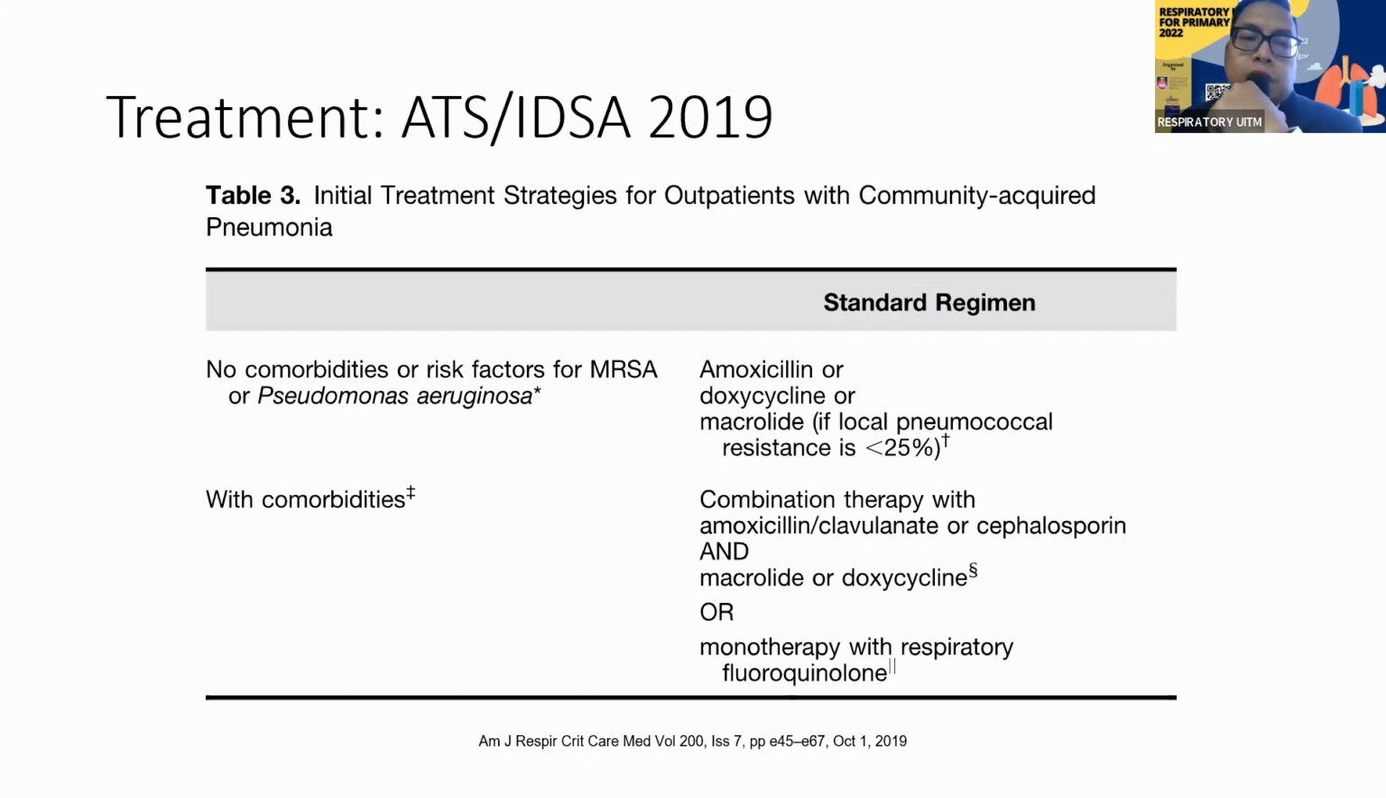Interestingly, the ATS and IDSA guideline of 2019 differentiates between those who have comorbidities and those without comorbidities. For those with no comorbidities, you can consider amoxicillin, doxycycline or macrolides, almost similar to our local guideline. But for those who have comorbidities, you want to give Augmentin, amoxicillin and clavulanic acid, as well as macrolides to have a broader coverage.